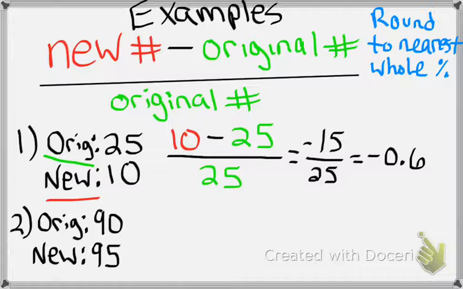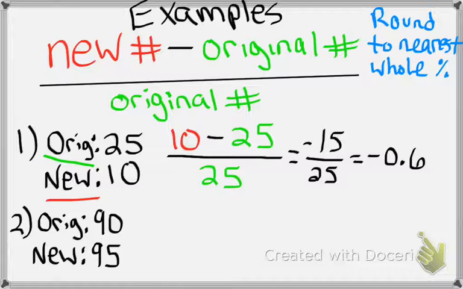Now, use your common sense. Yes, in this case, I know I did it in the right order, so I can trust that negative means decrease. But let's use our common sense. Our original number is 25. Our new number was 10. It got smaller, so clearly the answer is going to be decrease of, and then we're going to state the answer. And if we just have the round 0.6, we just turn that into a percentage.